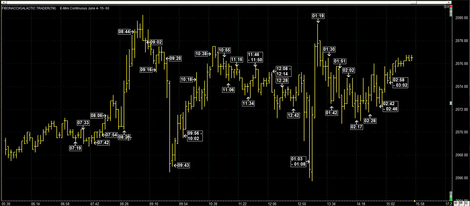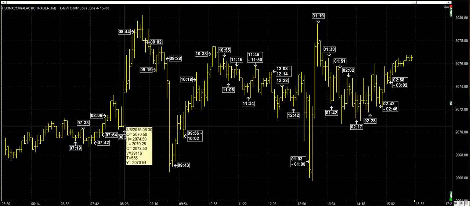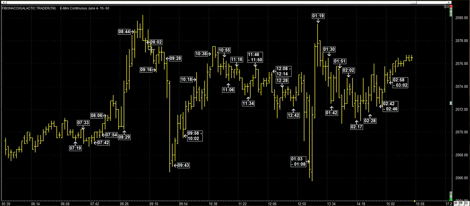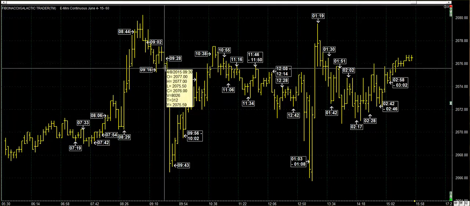Again, the guidelines are you're looking for tops, bottoms at these key times. If it's trending lower, you're looking for a bottom. You're waiting for the next price bar for the entry. A few ticks above the previous bar to go long, a few ticks below the previous bar to go short.